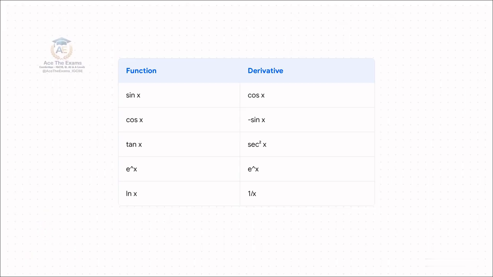Sine x becomes cosine x. Cosine x transforms into negative sine x. Tangent x becomes secant squared x. E to the power of x beautifully remains e to the power of x, and the natural log of x, that becomes 1 over x.